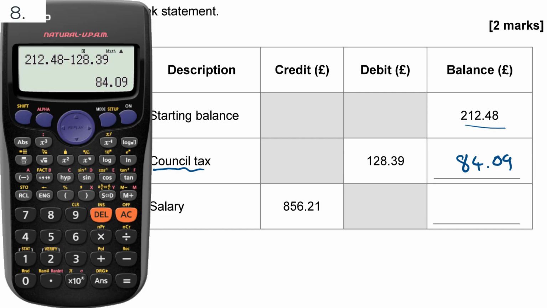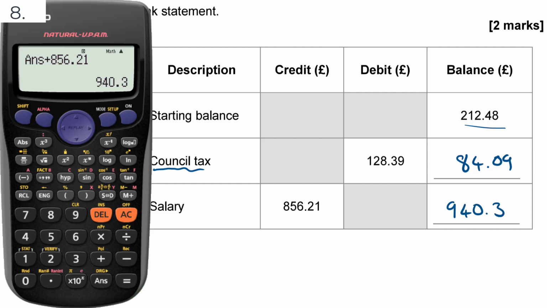£84.09. Okay, next day, this person's salary is paid in, so they're getting paid £856.21. That's a credit, which is money coming into the account, so I need to add that on. So adding on £856.21 gives me a new total of 940.3.